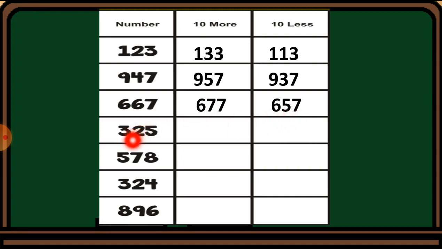Next example, 325. Let's add 10 to it. So you get the answer 335. Let's cut 10 from 325. So you get the answer 315. Here is 578. Let's add 10 to it. So we get the answer 588. We cut 10 from this number 578. So we get the number 568.